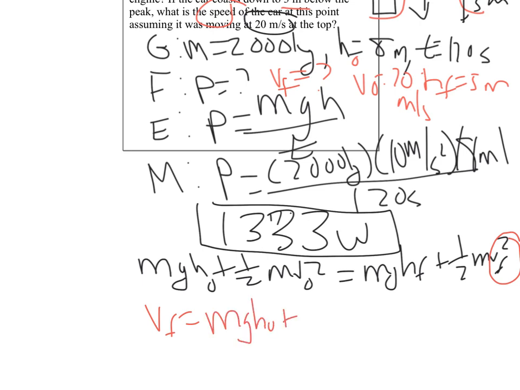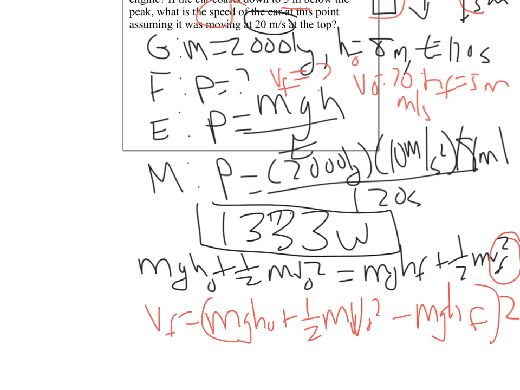mgh naught plus, because that's the energy I started with, plus 1/2 mv naught squared minus mgh f, because I still have that energy, and then I have to multiply that whole thing by 2, and then I have to divide the whole thing by m. Well, that's cool, because now the m's all cancel, right? Because everybody brought mass to the party, and so all the m's go away.